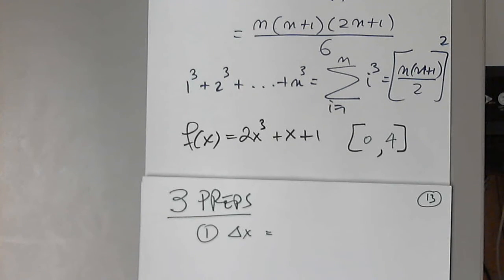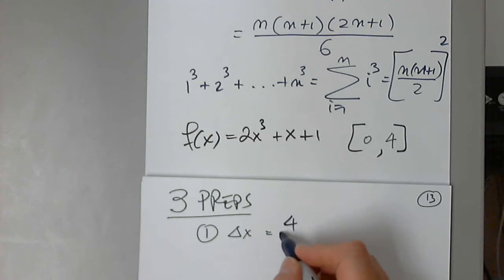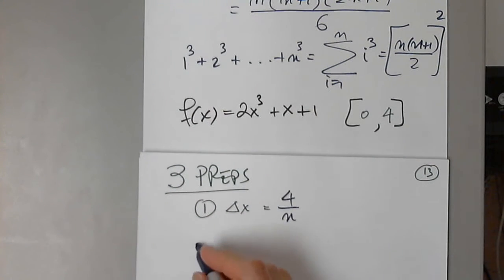Say it again. What would n be? N will go to infinity. So n is n. We can avoid n. So that's 4 over n. Yes, 4 minus 0 over n. Excellent. Number 2, xi.